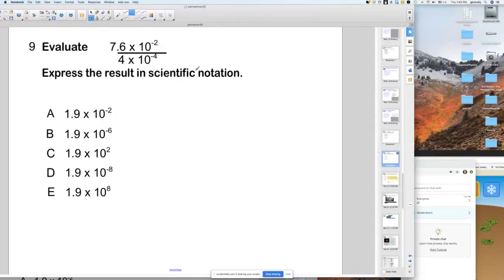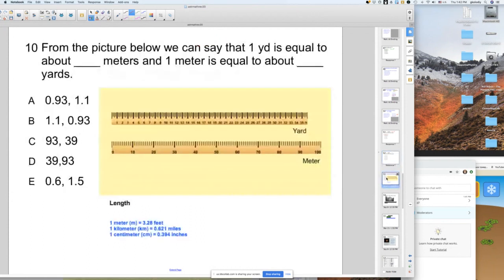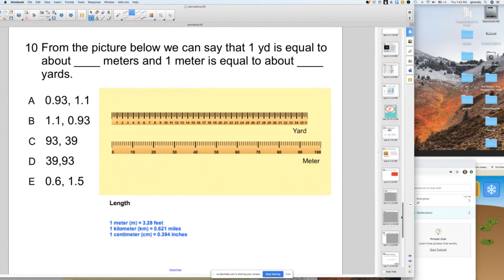Okay, so I'm not going to do this one here, but you can see that 1.9 times 10 to the minus 2 minus a minus 4. Okay, and you figure the rest yourself. Okay, I'm not going to do this.